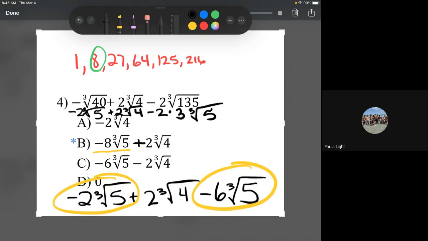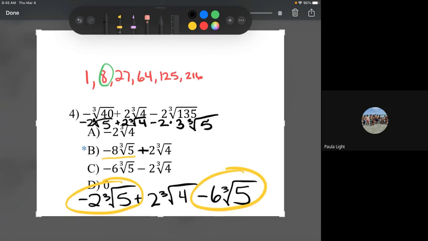Negative 8 cubic root of 5 plus 2 cubic root of 4. All right? Leave that up for a second.